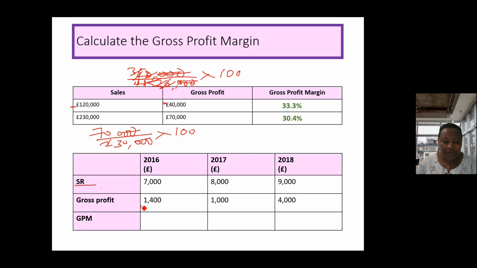So in this case, you would have your gross profits divided by sales revenue and multiply this by 100. So do you want to give that a try? Try it for the 3 years. You can pause the video and do that now.